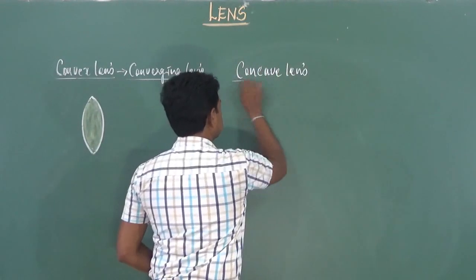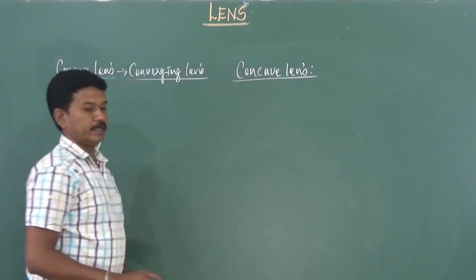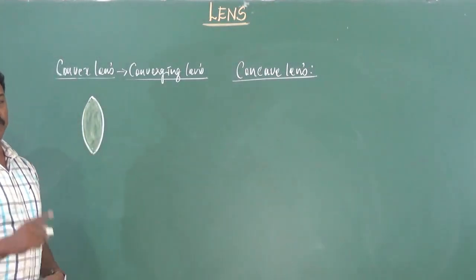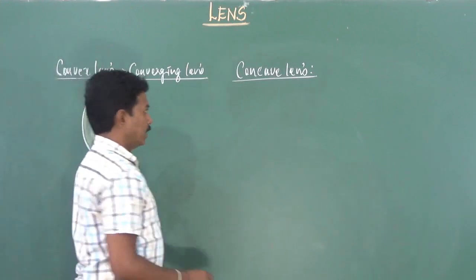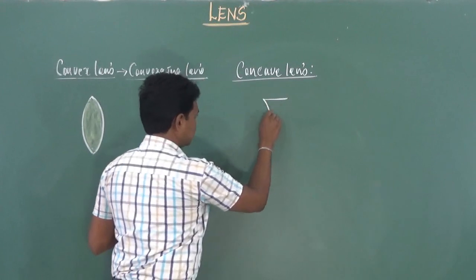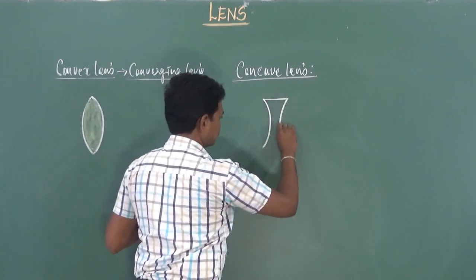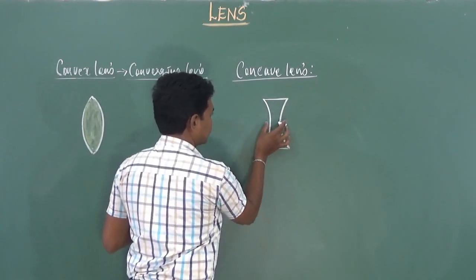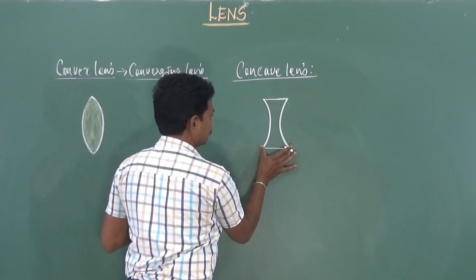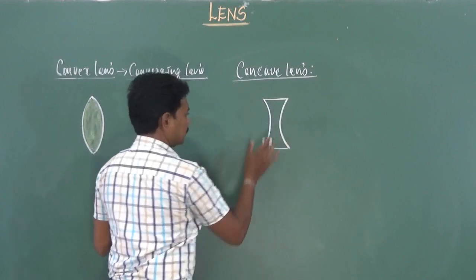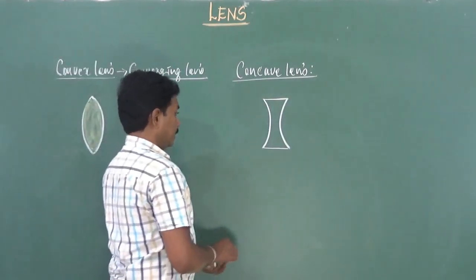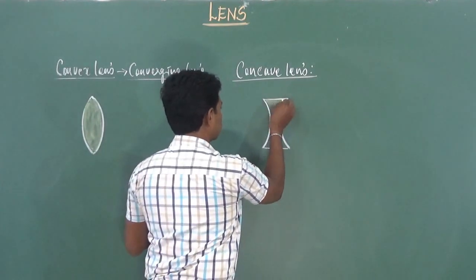Concave lens. A concave lens is also a type of lens which has two refracting surfaces, both spherical in nature. When you see a concave lens, it is thin at the center and thick at the edges. So these are the main differences between a concave lens and a convex lens.